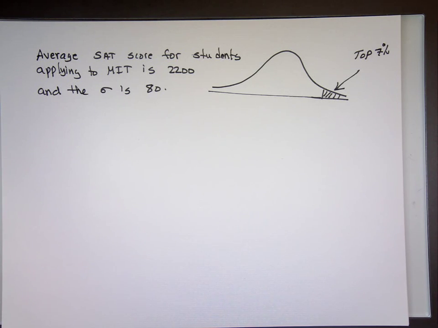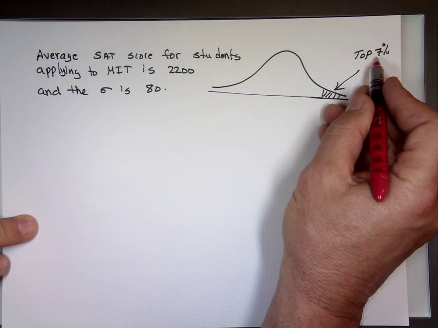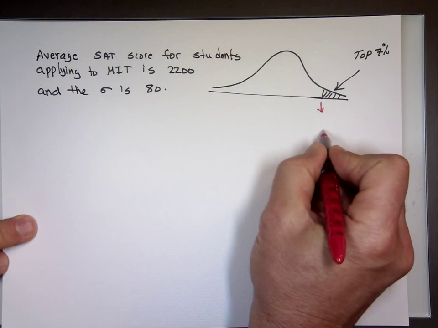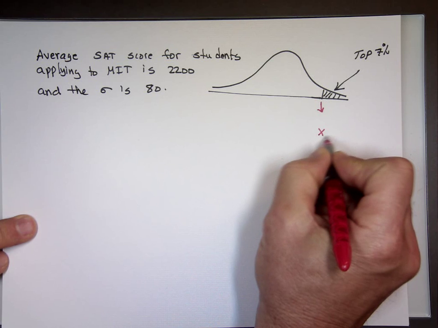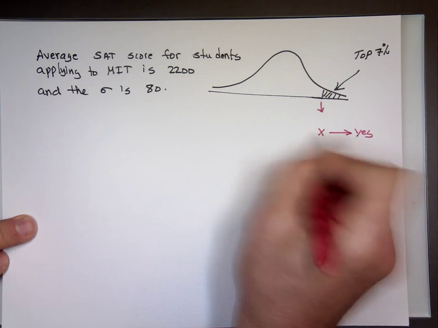Well, let's see. MIT is only going to accept the top 7%. So I need to know what score will allow me in. If you're higher than that, yes, you will go to MIT. If you're below that score, no, you will not be going to MIT.